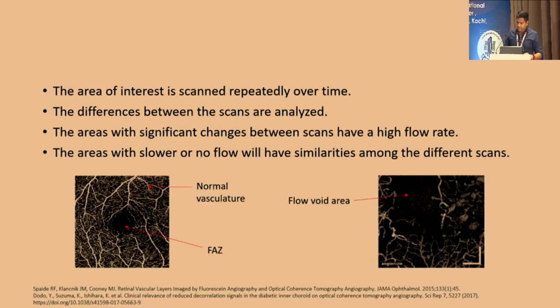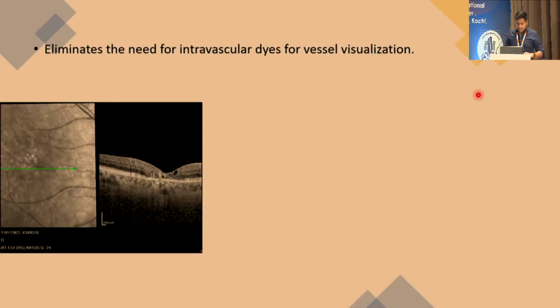So the area of interest is scanned repeatedly over time, and then the flow voids, everything is measured, and the areas of significant change between the scans have a high flow rate. So areas with slower or no flow will have similarities among the different scans. Like you can see in the second picture, there is a flow void area here, like I was showing in different cases. So it eliminates the need for intravascular dye for vessel visualization.